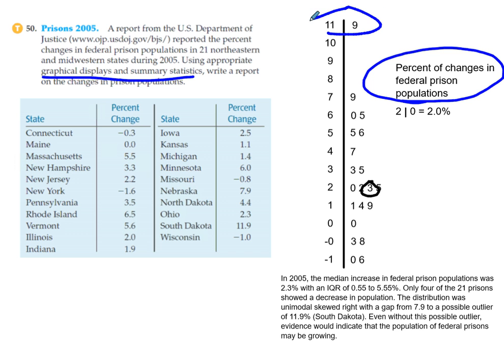we have not done that yet. We haven't established whether it actually is one or not. It probably will be, as we'll come to find out. But until I can say definitively, I'm going to call it a possible outlier or potential outlier, and I named it at 11.9, South Dakota. And if you want to add a little more, give a bit of a report, like even without this possible outlier, evidence would indicate the population of federal prisons may be growing. You're not saying it is growing. It may be growing.